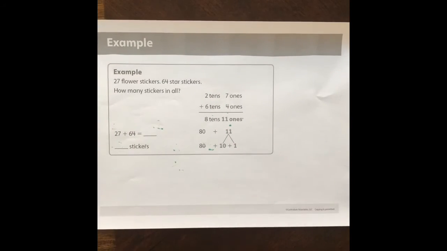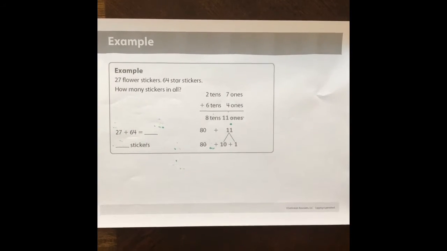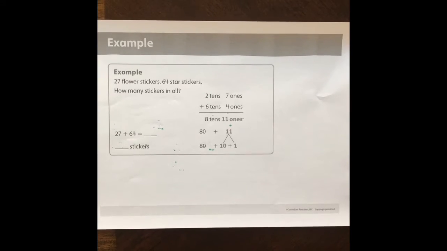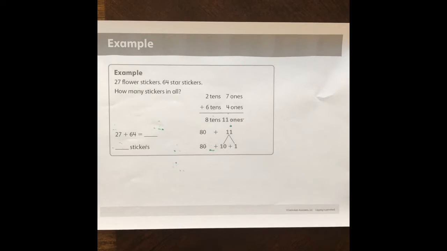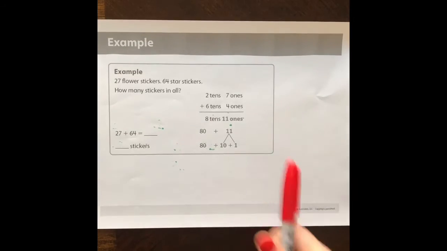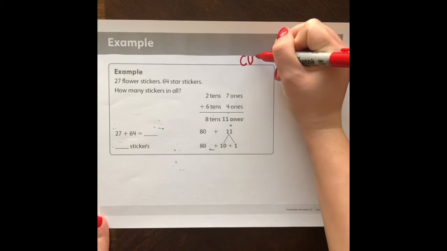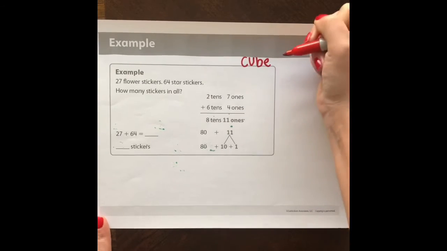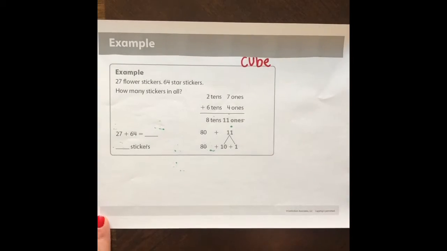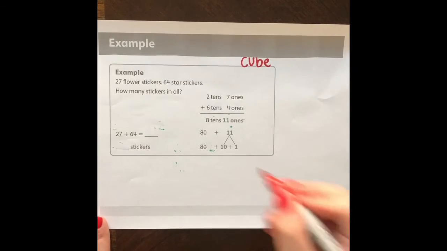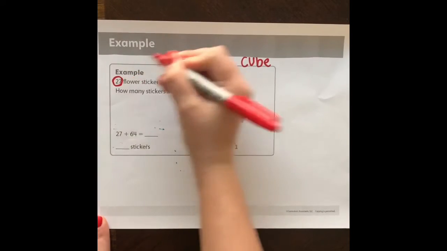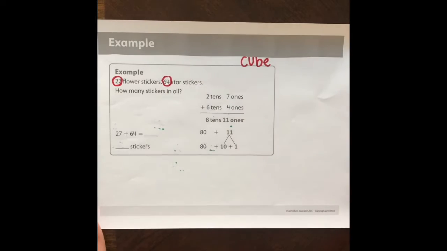All right, our next problem. Go ahead and grab a piece of paper and a pencil, or if you have these pages printed out, that's awesome. And go ahead and follow along with me. So when looking at this word problem here, we're going to remember our acronym CUBE. We know we need to circle our important numbers. 27 and 64 are going to be our important numbers.